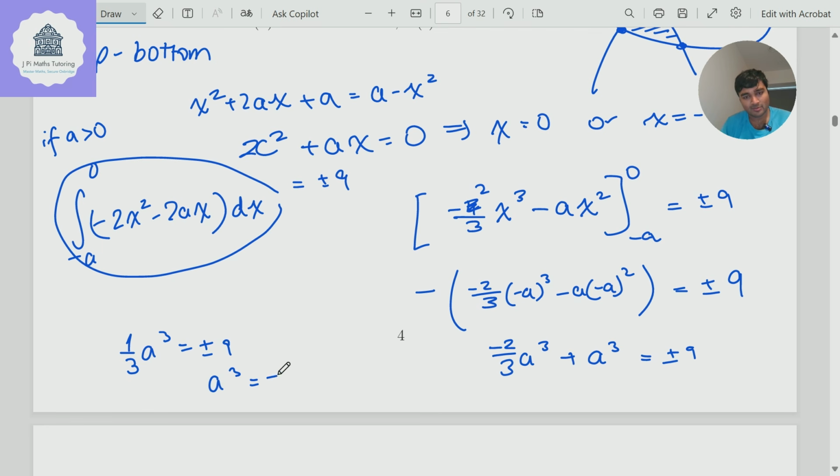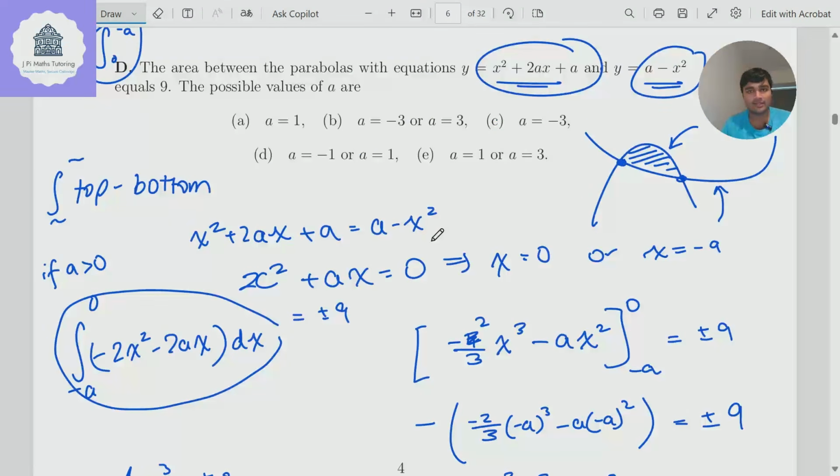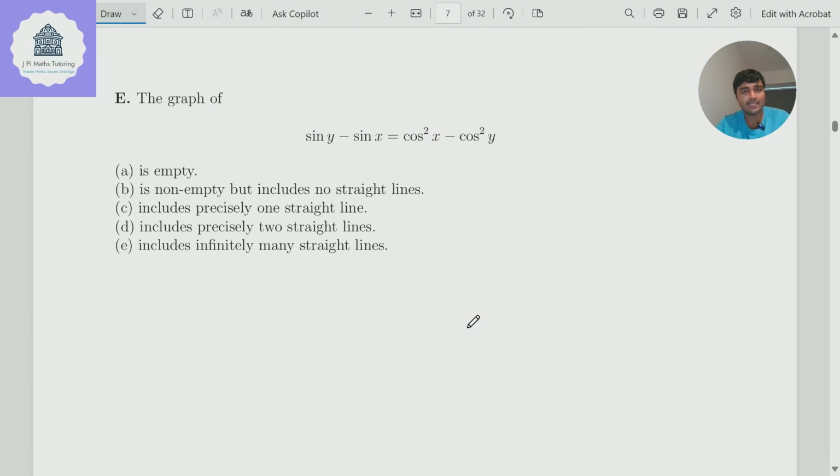So a cubed equals plus or minus 27. Answer A equals plus or minus 3. And the answer therefore is B, like so. Cool. Let's look at E.